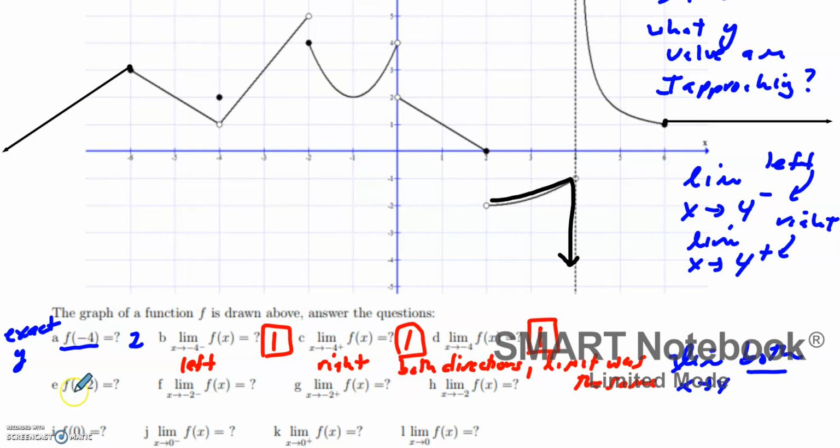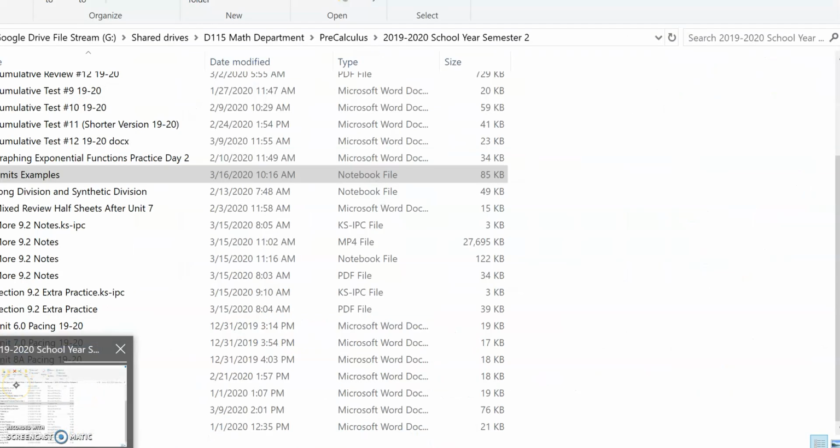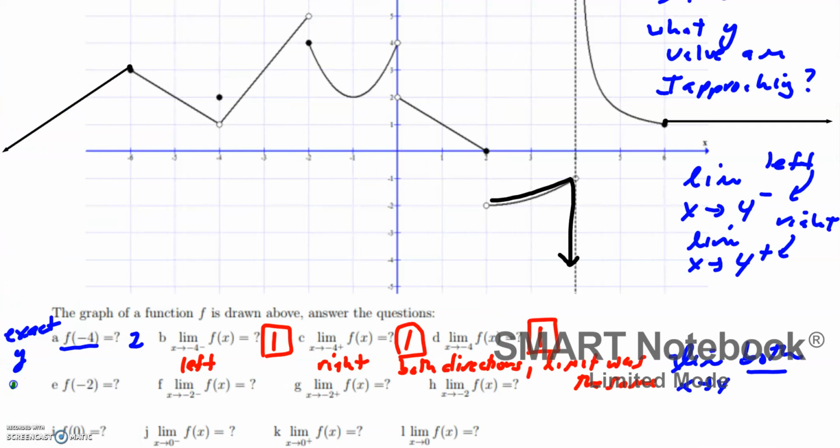Let's take a look at part E, f of negative 2. So this really means what is the exact y value at x equals negative 2. So if I go over to negative 2 and look up at the graph, I have a hole at 5 and a closed dot at 4. It exists here. So the actual y value answer is 4. If we consider a limit, though, a limit means what y value are we approaching, not necessarily touching.